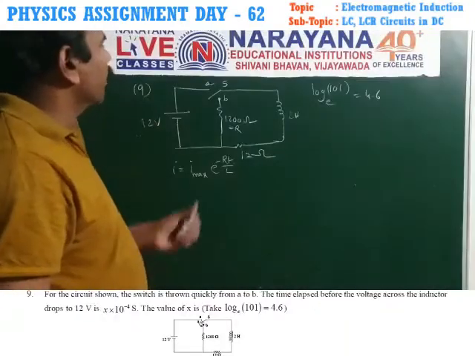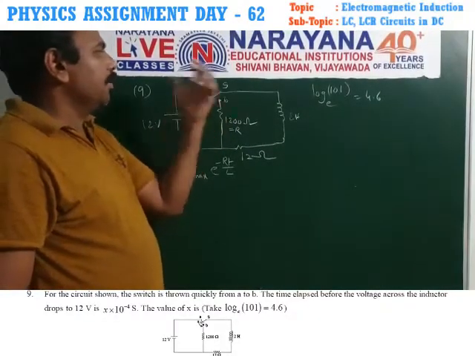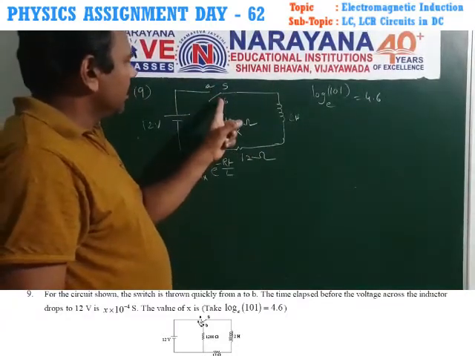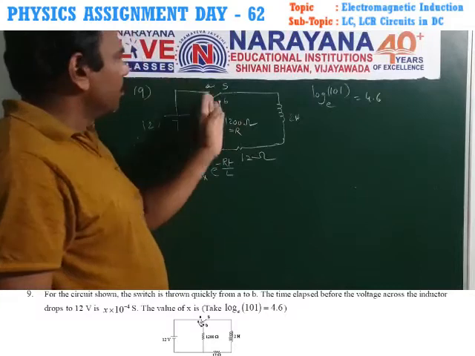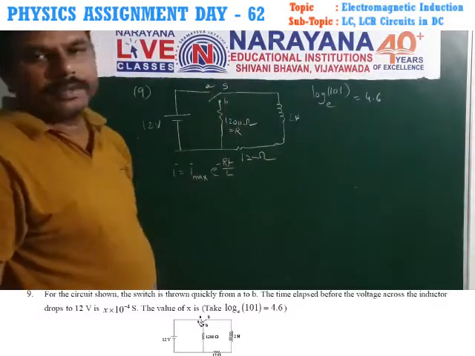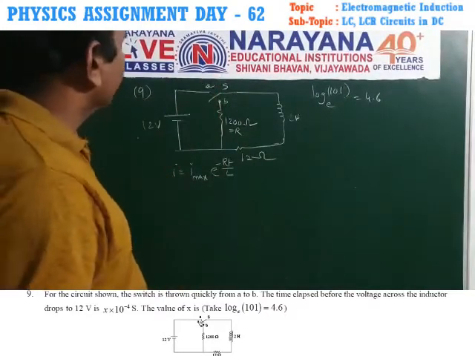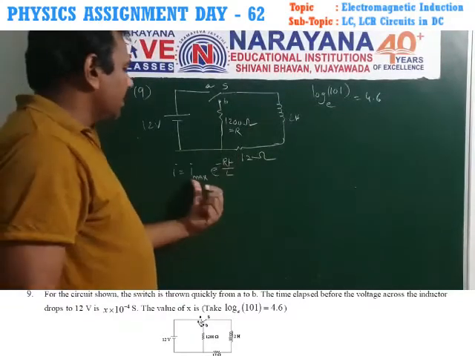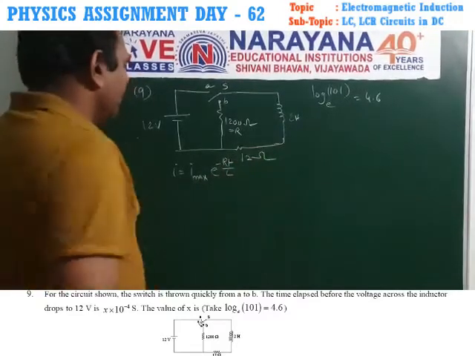In the 9th sum, initially the switch is connected to A, so charging takes place. After that, the switch is again connected to B. Then decay of charge takes place, decay of current through the inductor. I is equal to I max into e power minus Rt by L.